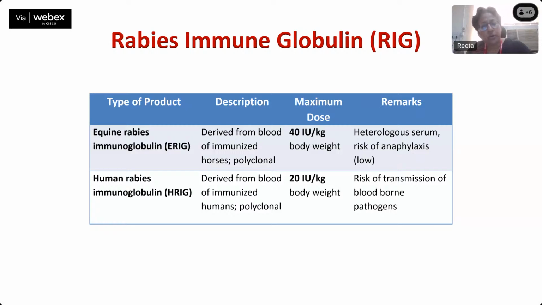Coming to rabies immunoglobulin, we have two products in India, the equine RIG and the human RIG. The doses are given here. The equine RIG is manufactured locally in India and hence is cheap. The human RIG is only imported and therefore it's 10 to 20 times costlier than the equine RIG. Remember, both of them are equally safe and efficacious, though equine RIG carries a very small risk of anaphylaxis because it is heterologous serum. Next slide.